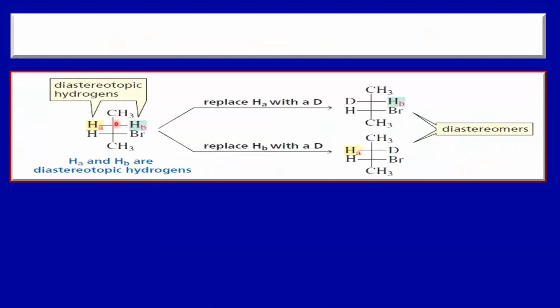So the 2 protons present on the adjacent carbon of a chiral center will be diastereotopic hydrogens. The 2 protons on the carbon adjacent to a chiral center are always diastereotopic hydrogens.